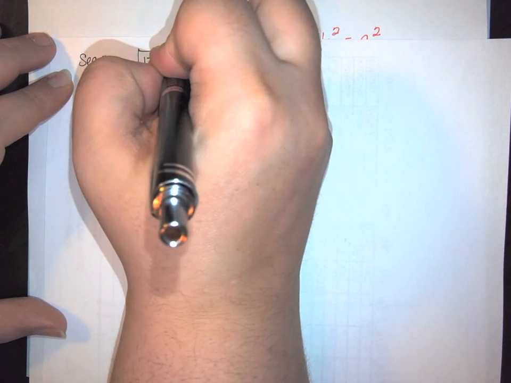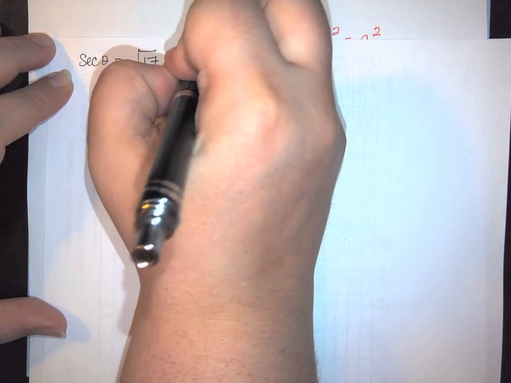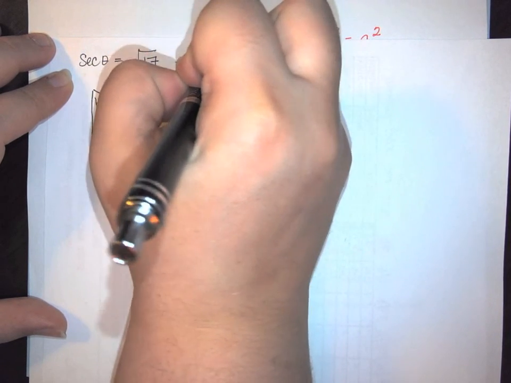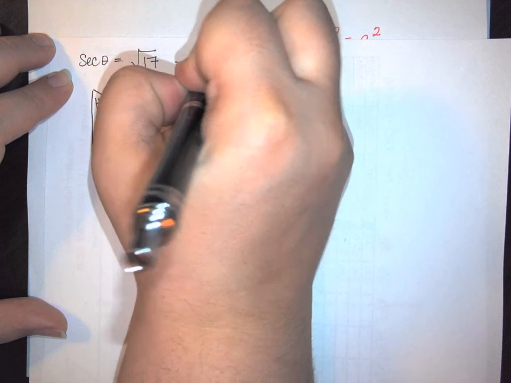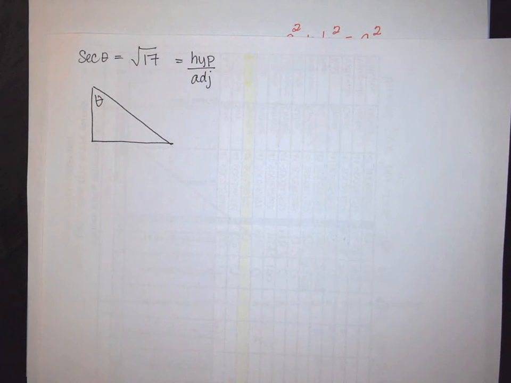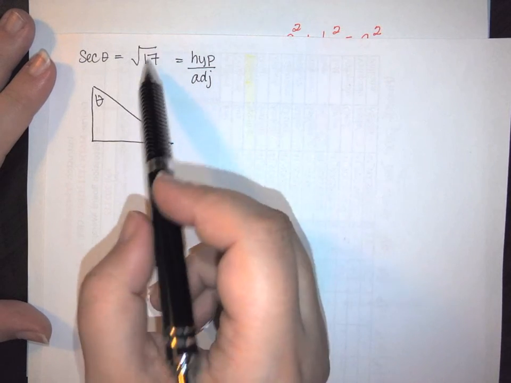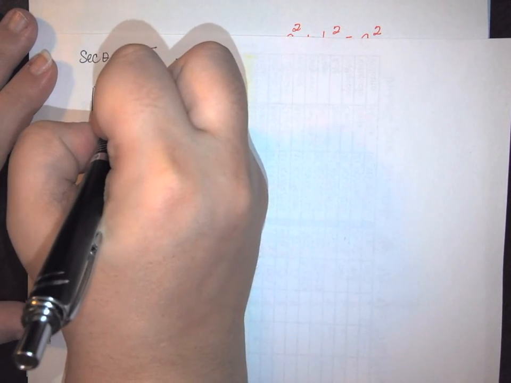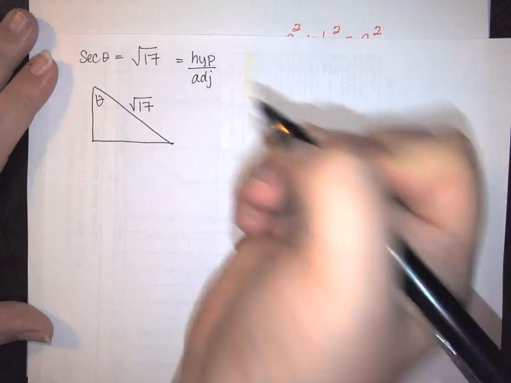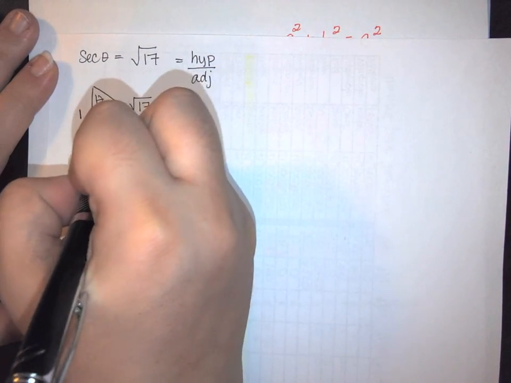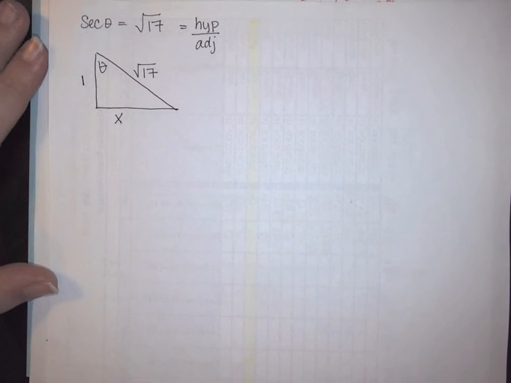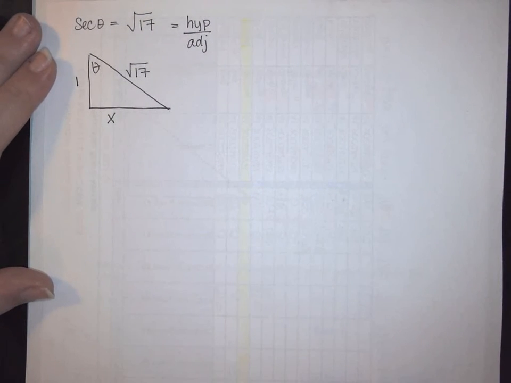So secant, if you remember, is going to be the hypotenuse over adjacent. Now the other thing that we need to remember is that any whole number you have is essentially over 1. So when we're looking at inputting values, my hypotenuse is going to be the square root of 17. My adjacent is going to be a 1, and the missing piece is x. So we have to solve for it.